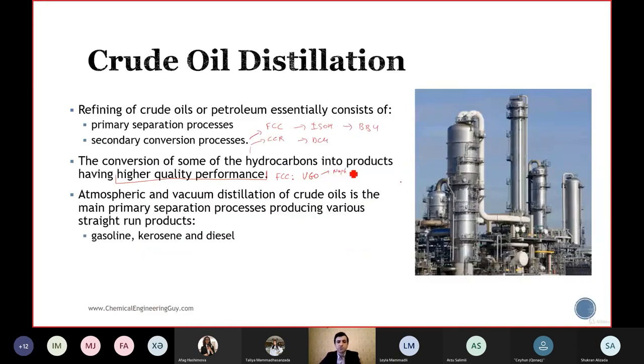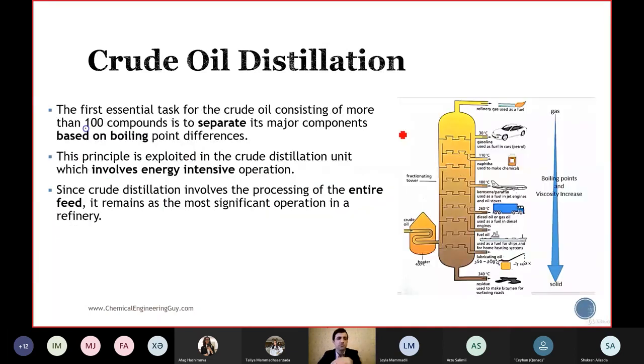Atmospheric and vacuum distillation of crude oils is the main primary separation process. So, CDU and VDU are physical processes, because we only separate the products. There is no conversion, no chemical reaction there. This is the crude atmospheric distillation unit. So, as I said in the previous session, crude oil consists of 100 compounds and more, and we have to separate them based on their boiling points.